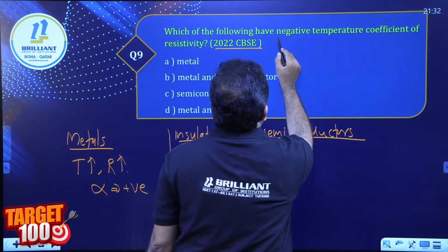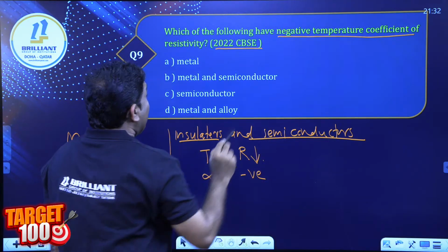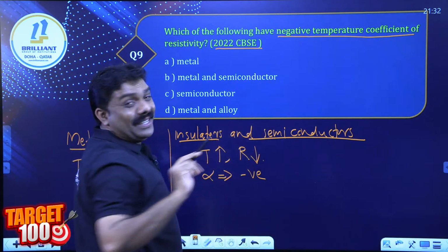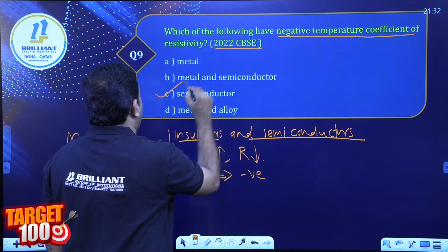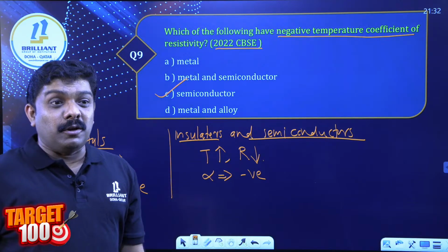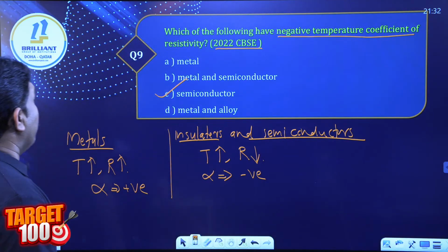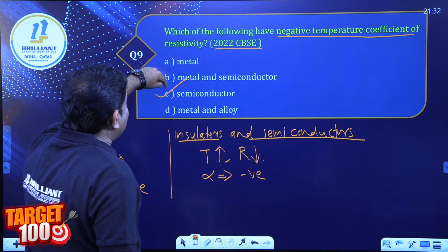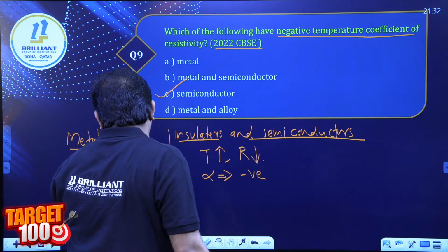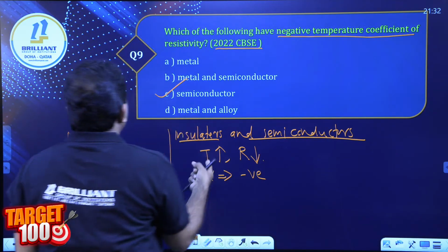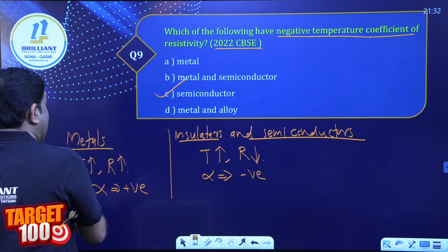So they are asking which have a negative temperature coefficient. Here metal, no. Metal and semiconductor, no, wrong, because metal is included. Semiconductor itself, so the right answer is option C, where the semiconductor itself has a negative alpha value. B is not correct because it includes metal. A we already know is metal, alpha is positive, and D is also metal, alpha value positive. So that we did question 9.